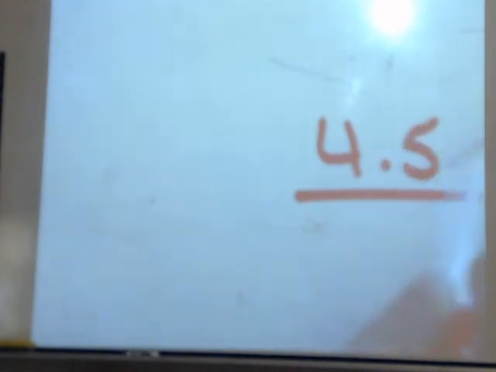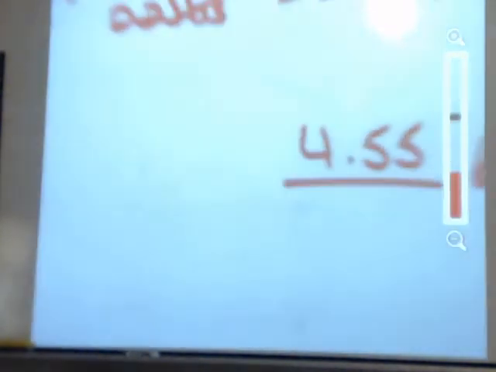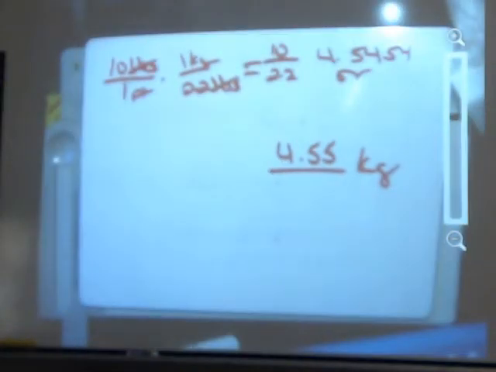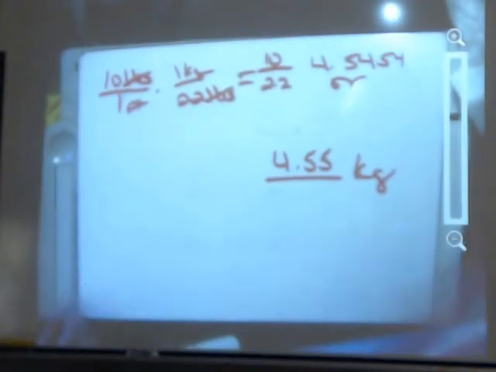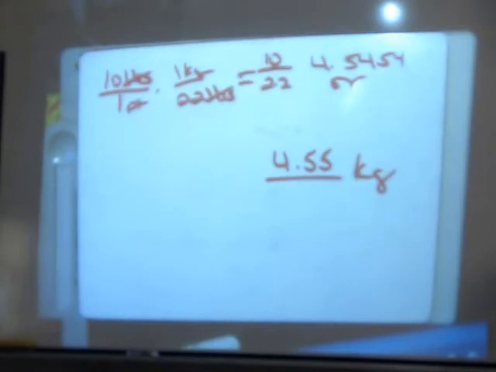So when we divide that, we get 4.5454 or 4.55 kilograms. Oh, bless it. I forgot to roll it down. So that's what it looks like when it's worked out. I'm sorry, guys. I didn't realize that I hadn't rolled it out. So our patient weighs 4.55 kilograms.